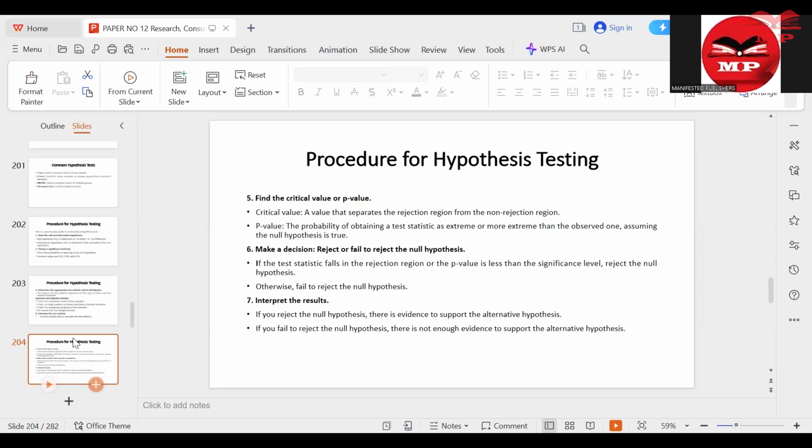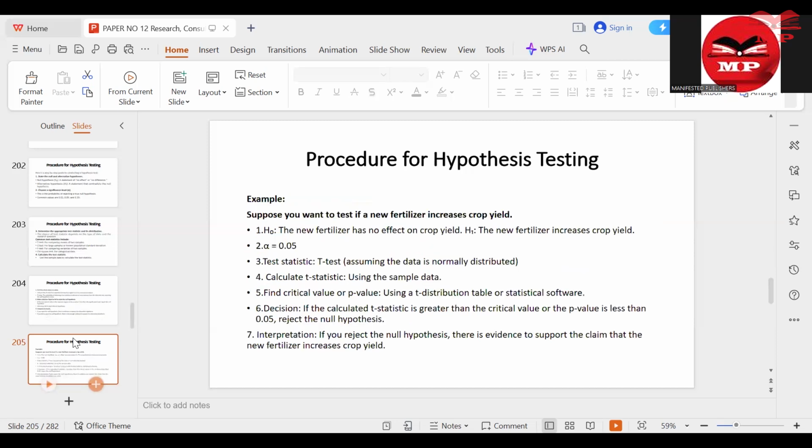So the researcher will argue and interpret the results based on whether the null hypothesis has been supported or you fail to reject the null hypothesis. So this is the procedure for hypothesis testing. Now we can look at an example. So what is an example of a procedure for hypothesis testing?